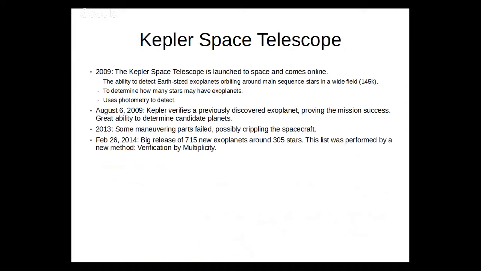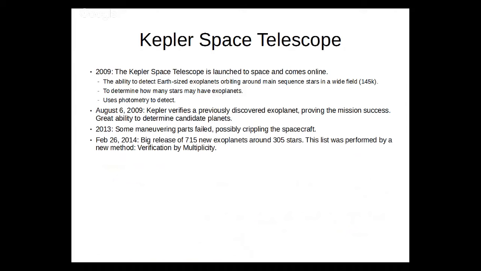that Kepler had discovered 715 new exoplanets around 305 stars. So of course, if you can do some simple math, you can see that that means that there's at least one, and usually two, at least, and possibly three, exoplanets around those stars. So this was the first huge release of, look, we found a whole bunch of stars, or a whole bunch of exoplanets.